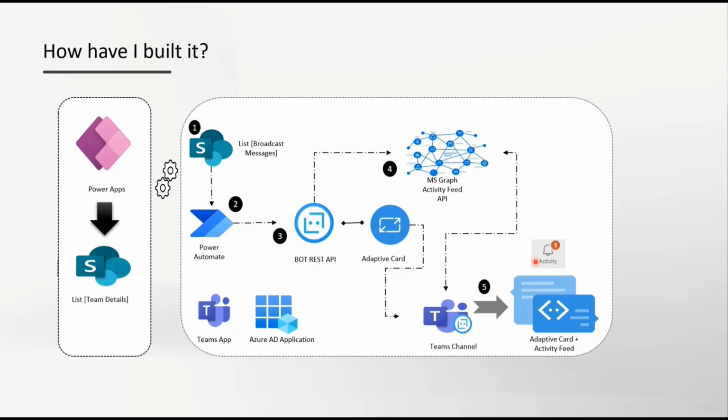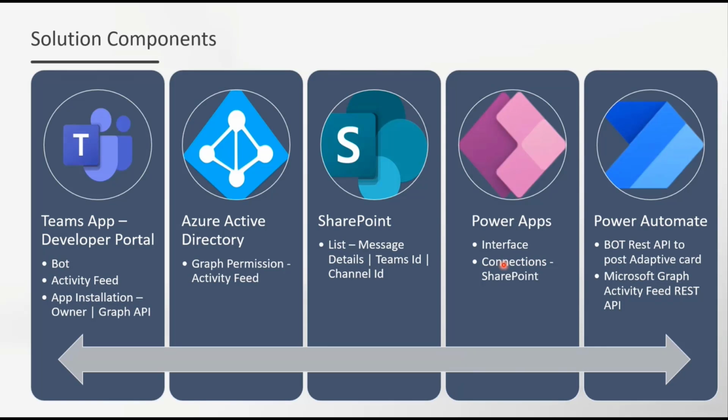So let's now quickly look at the solution components. For the first one, all the store teams have a Teams app installed. I have not done any coding here. I just went to the Teams developer portal and created a manifest, all from the interface. There are a couple of features on the Teams app manifest. One is a bot, which is responsible for sending the adaptive card, and the second is a feature to send activity feeds, which you have just seen for priority messages.